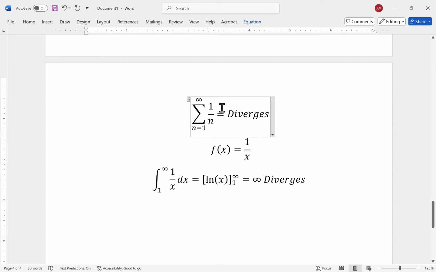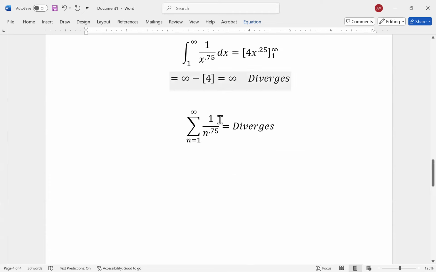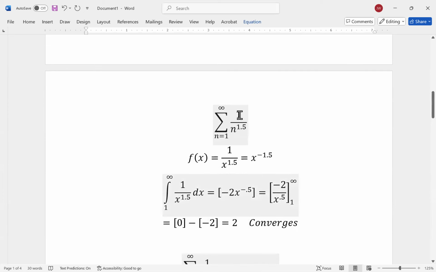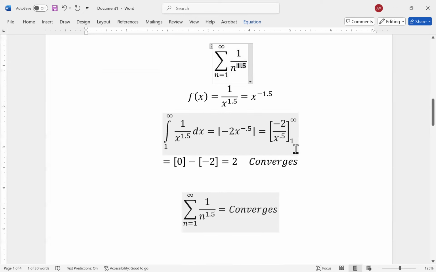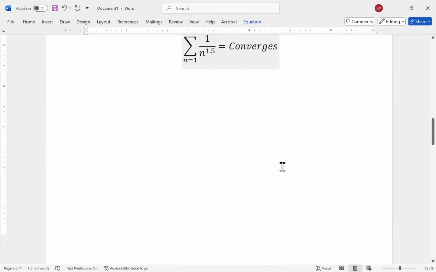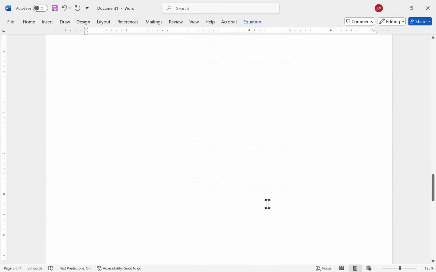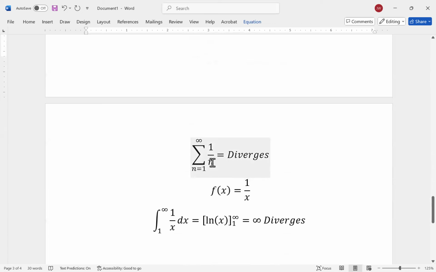So if I have the form 1 over n to a power, and that power is a positive power, so if I'm adding up 1 over n to a power from 1 to infinity, if that power is bigger than 1, I know it's going to converge. If the power is less than 1, I know it's going to diverge. And if the power is equal to 1, I know it's going to diverge.